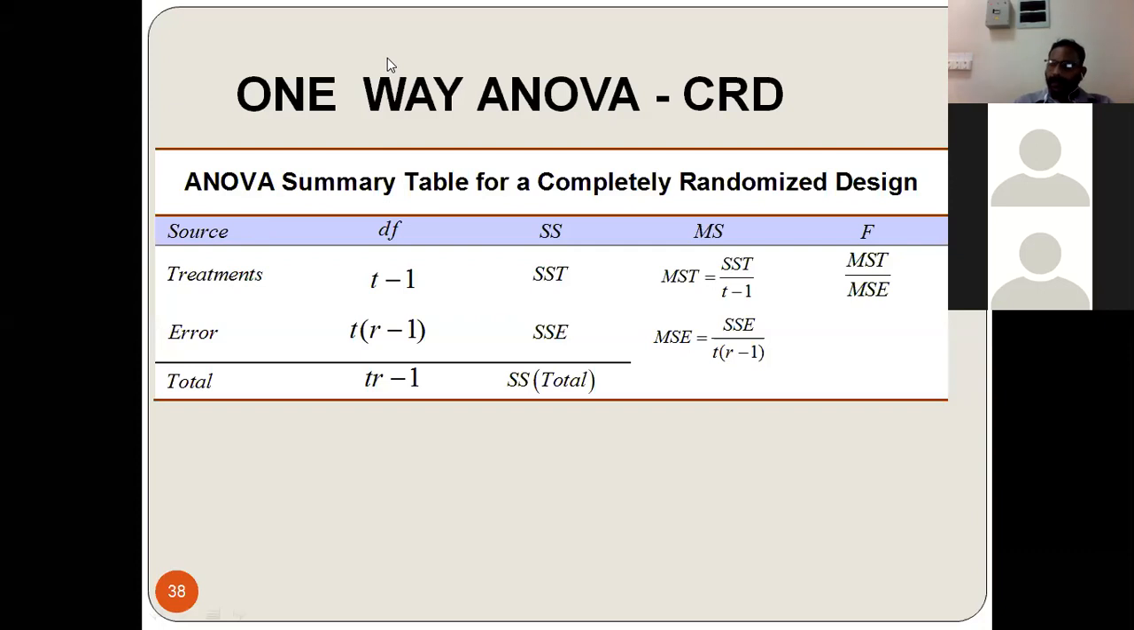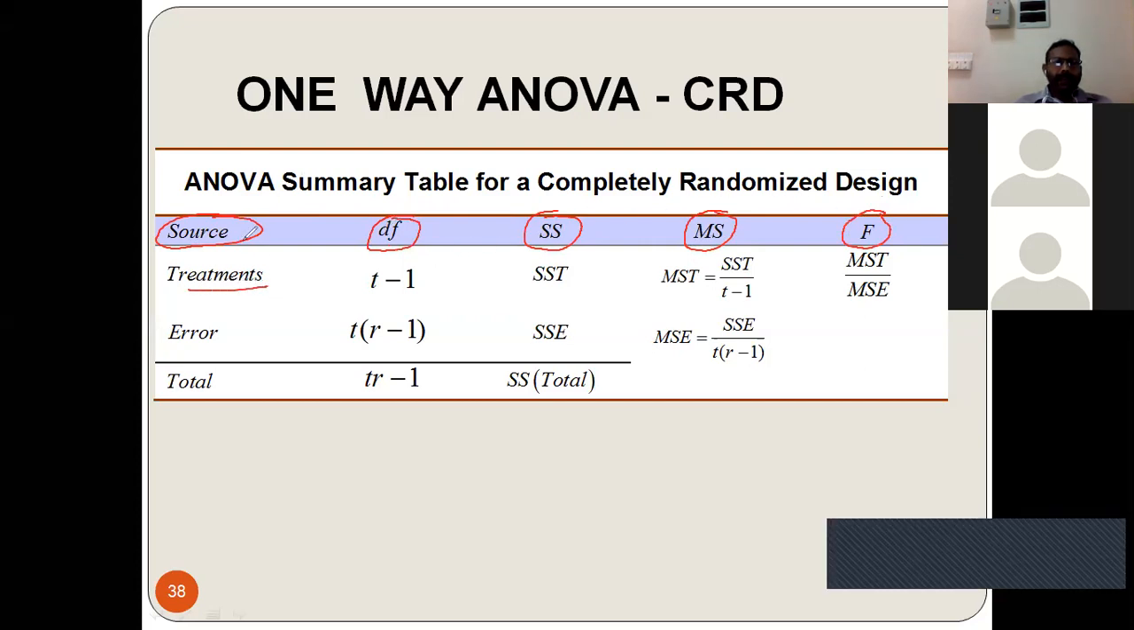So basically, source of variance. These are the main components of the ANOVA: source of variance, degrees of freedom. DF means degrees of freedom. SS means sums of square, mean square, and F calculated value. So treatment is your first source, right? The degrees of freedom is T minus 1. For the total degrees of freedom, we have T treatments and R replicates, so T into R minus 1. So that is the total degrees of freedom, right?